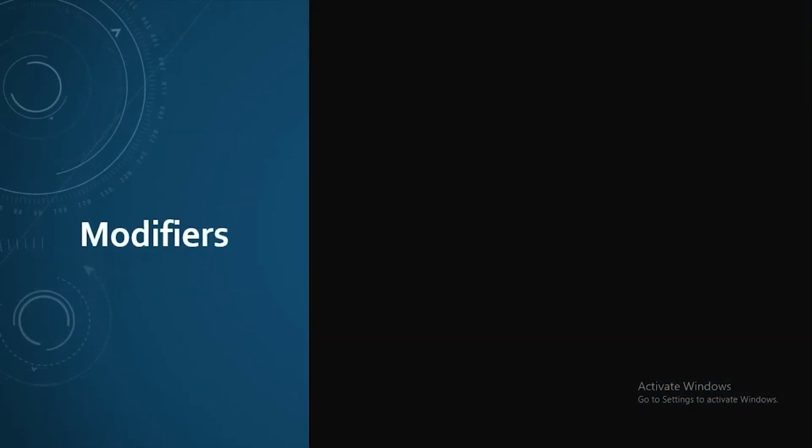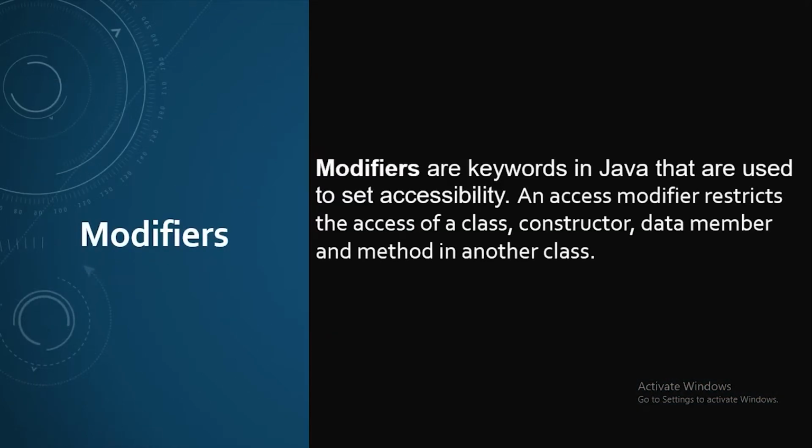Now, the first thing is modifiers. So guys, modifiers are nothing more than just keywords that are used to set the accessibility in Java. We say an access modifier restricts the access of a class, constructor, data members and method in other classes.